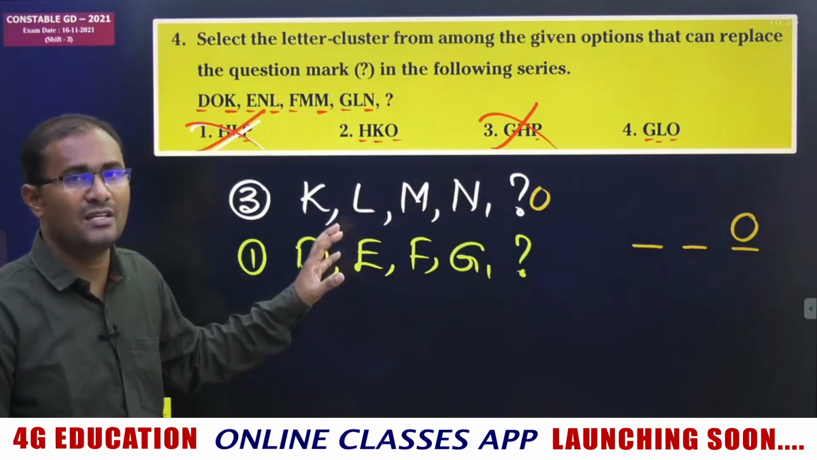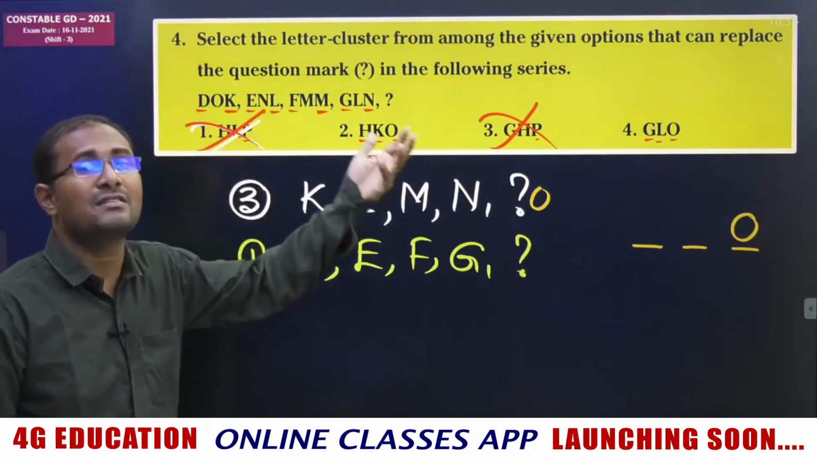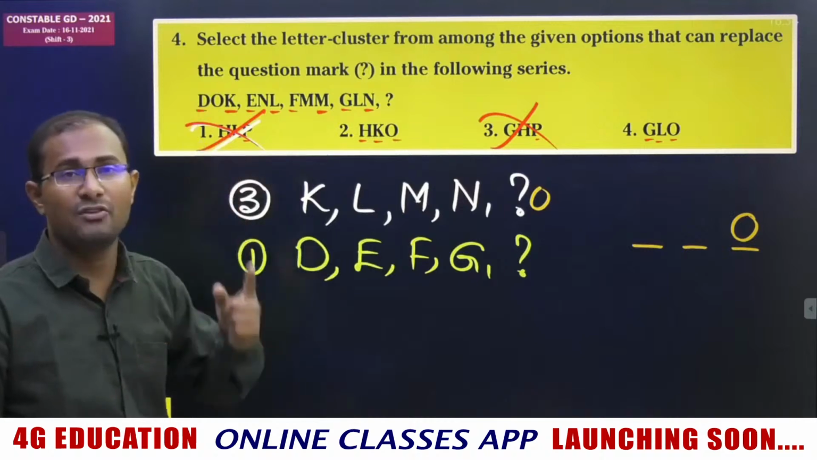We have to look at the question, we have to look at the series, and we must be able to find out the next letter just by comparing the place values of the letter.